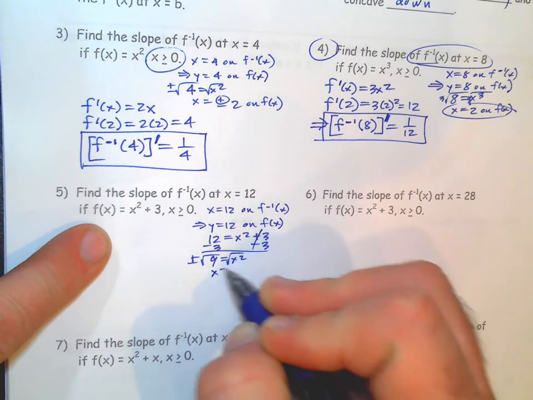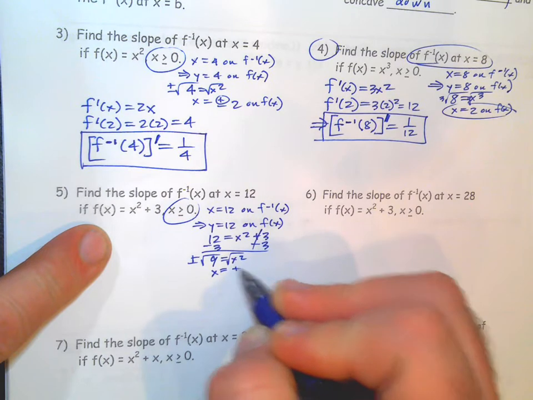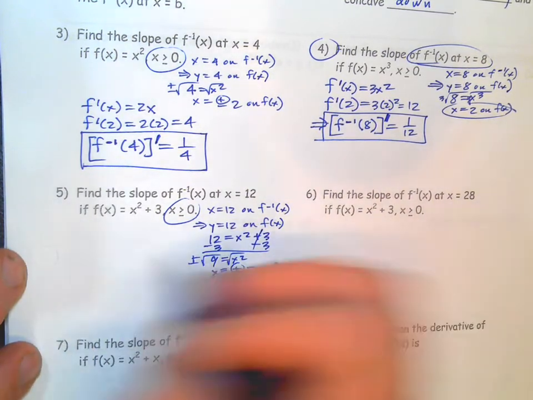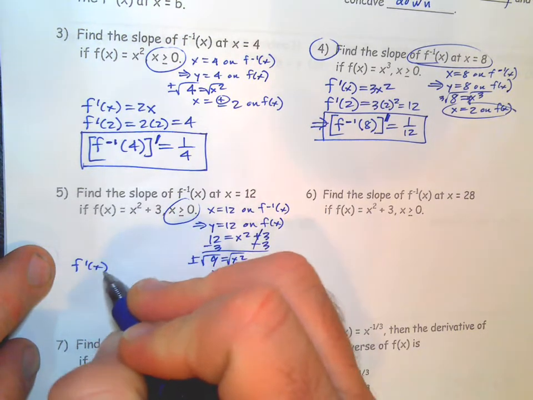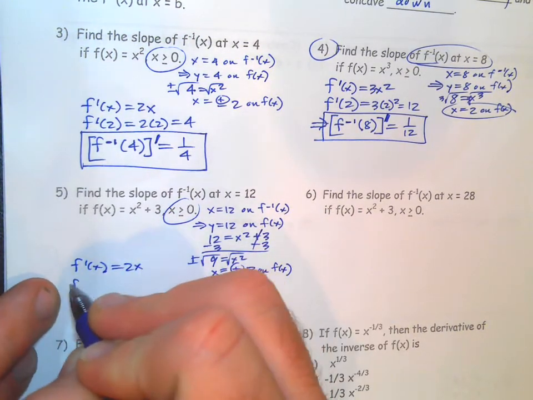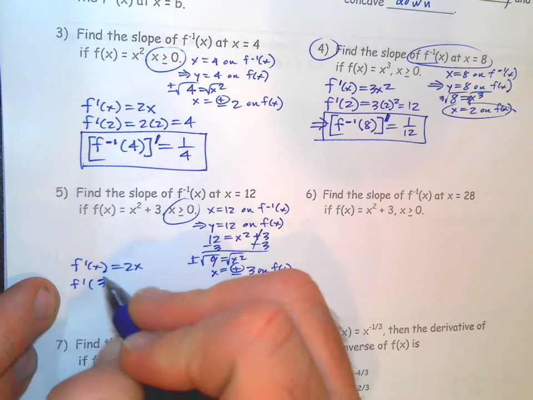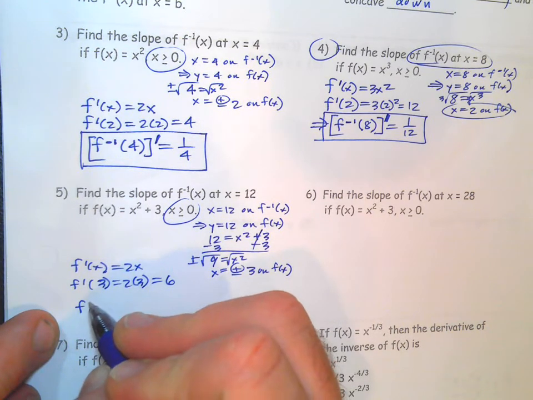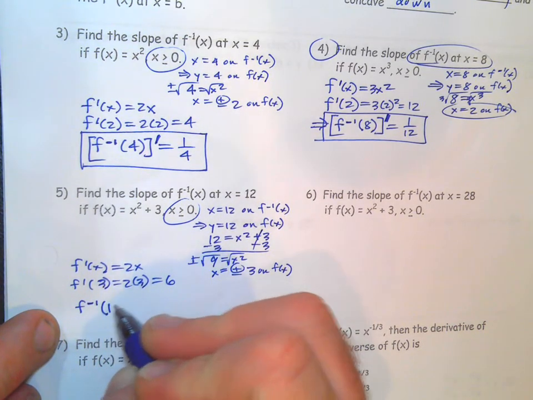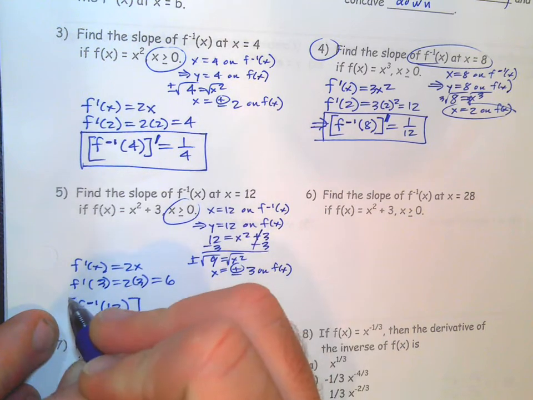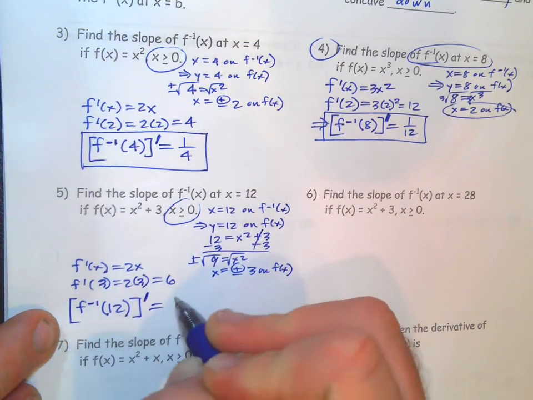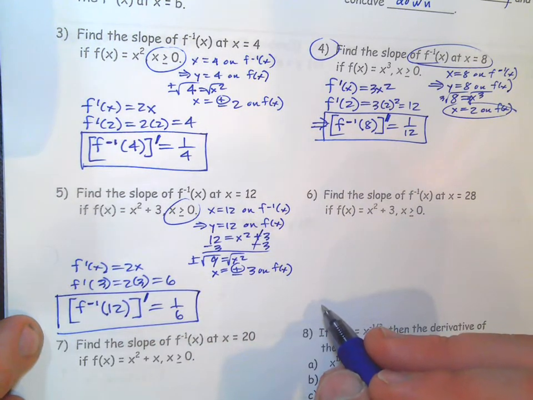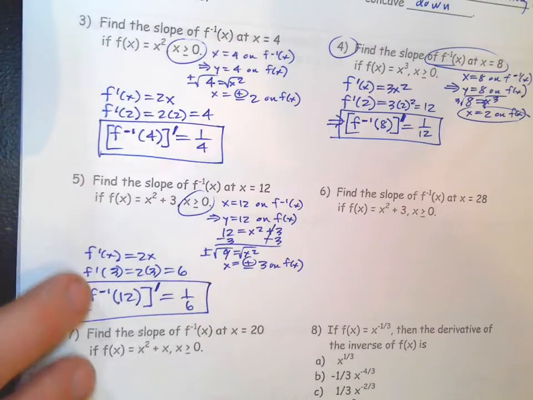Plus or minus, positive. So we're going to go with the positive. That's on the original function. So now I can take the derivative of the original function, which is pretty clean, and plug 3 into it. And then flip it to get the inverse derivative at 12. That's the quick way, and in some cases the only way.